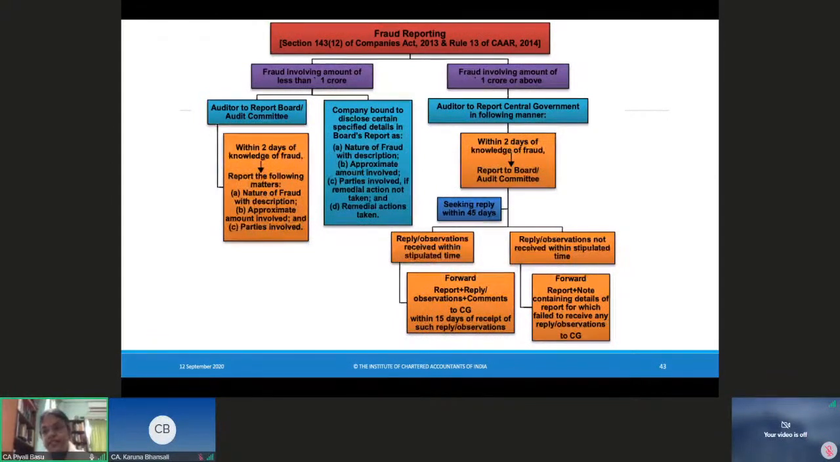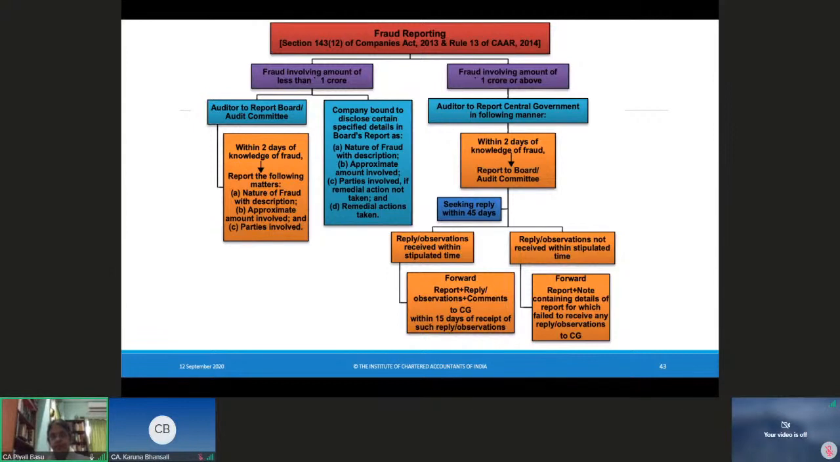But if the reply doesn't come, as I was telling you the day before yesterday also, we cannot wait forever. 60 days is the outer limit. So if the company doesn't give a reply within 45 days, the auditor will forward it to the government anyway, along with its comments and the details of the fraud which he thinks has been perpetrated.